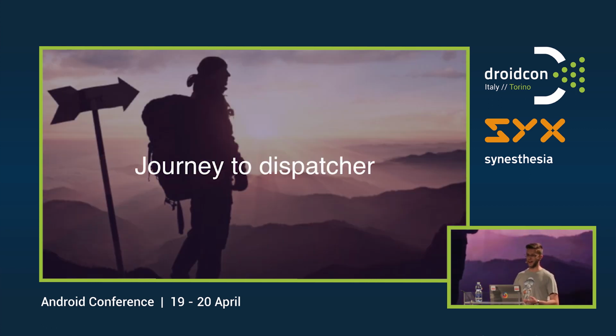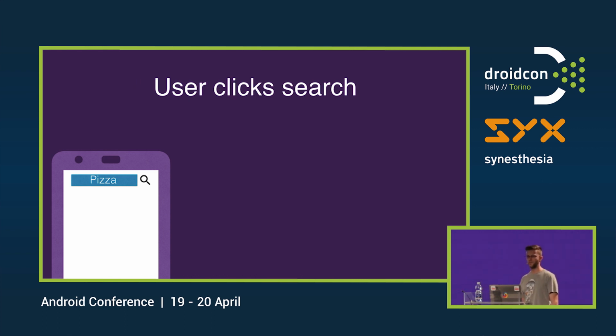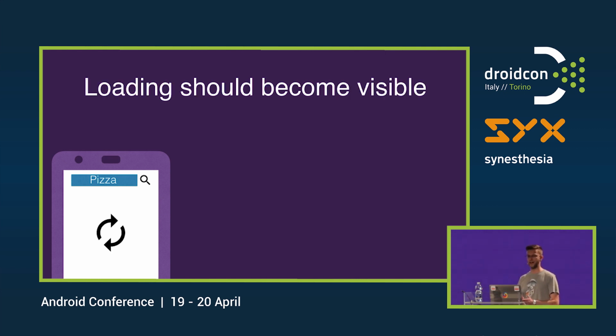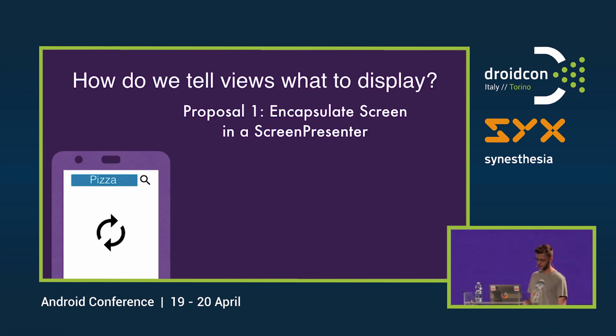So come on a journey with me. I'm going to talk about how I got from just wanting to talk about navigation patterns to actually representing everything as a dispatcher. So we had our example. A user will type a search term. They'll click search. Once they click search, we have that state change I talked about of having to show the loading screen, followed by that result screen. And how can we do this? How can we have our search view, our result view, and our loading view all talk to each other?